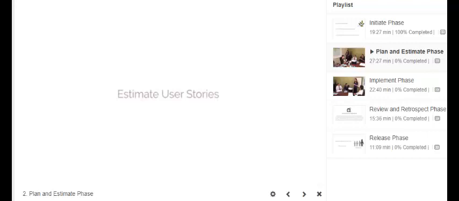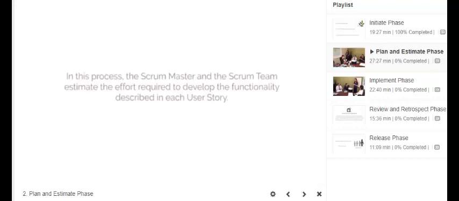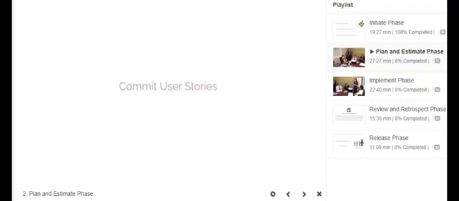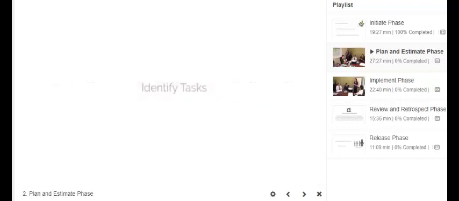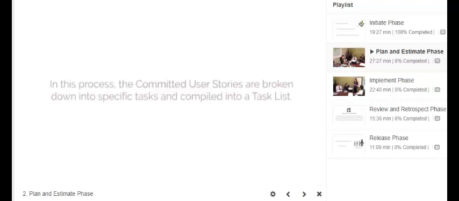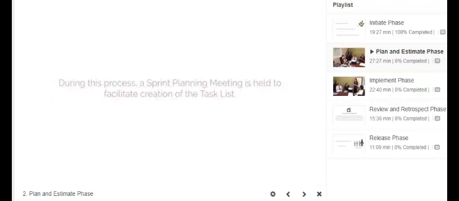The next process is estimate user stories. In this process, the Scrum Master and Scrum team estimate the effort required to develop the functionality described in each user story. The next process is commit user stories. In this process, the Scrum team commits to deliver the customer requirements in the form of committed user stories. Another process that is part of plan and estimate phase is identify tasks. In this process, the committed user stories are broken down into specific tasks and compiled into a task list. During this process, a sprint planning meeting is held to facilitate creation of the task list.